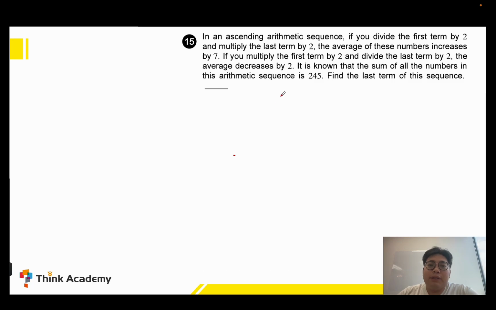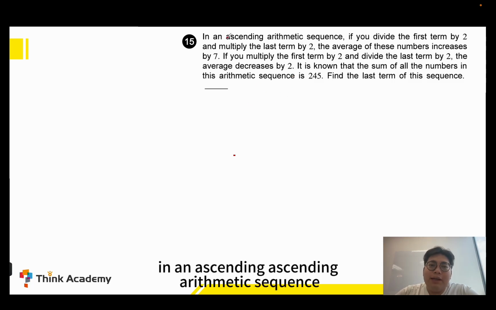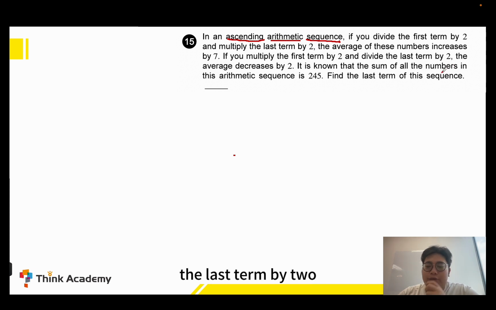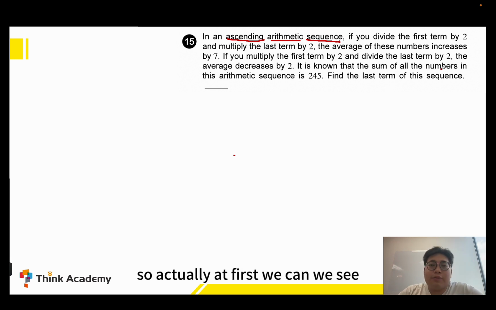Hello everyone, now let's look at question 15. In an ascending arithmetic sequence, if you divide the first term by 2 and multiply the last term by 2. So actually, at first we see there is an arithmetic sequence.